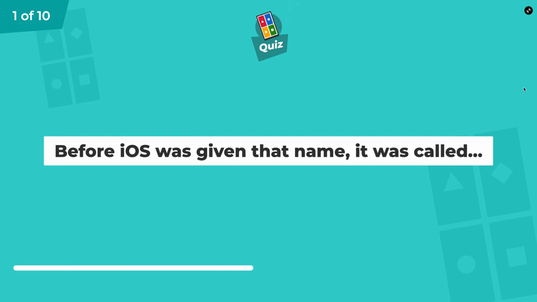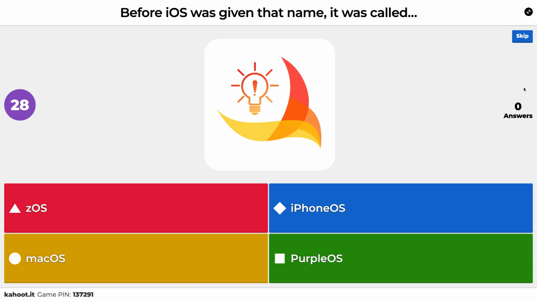Before iOS was given that name, it was called what? Was it ZOS, iPhone OS, Mac OS, or Purple OS? Go ahead and make your choice now. Remember, you have 30 seconds in total. Speed does matter though, so obviously the faster you can answer, the better, but get it right. Don't just mash the first color you see, you will lose.